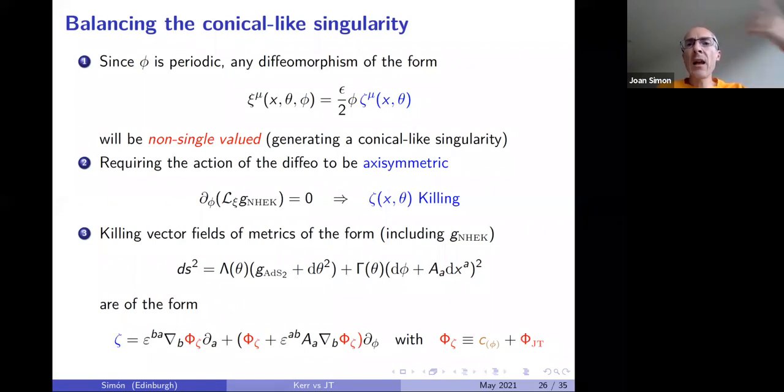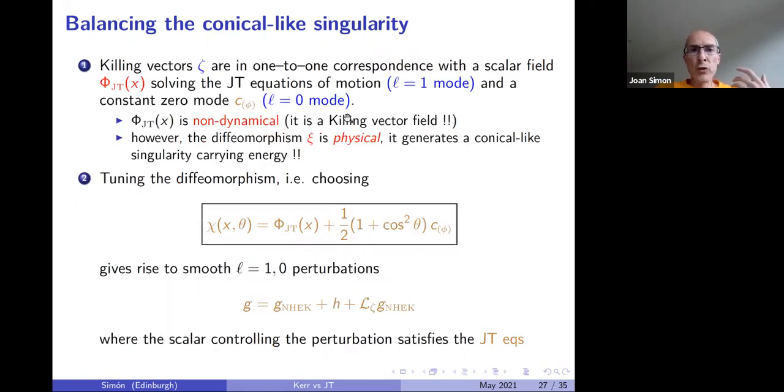There is a scalar field which is not dynamical that satisfies the same JT equations of motion. And if I plug it into this formula, it generates a vector field that generates a singular V field. To make the story short, what I'm going to do now, please focus on this equation here. That's all that I need. What is the game that I've been playing?